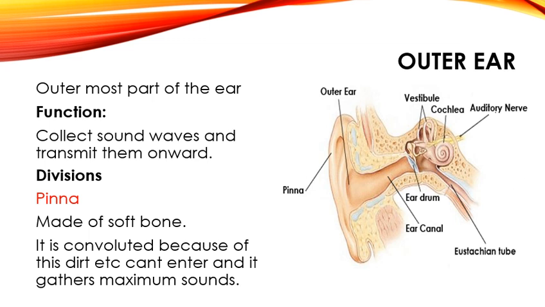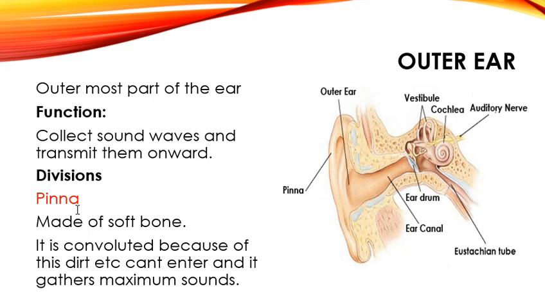The outer ear is the most visible part. The basic function of this part is to collect the sound waves and transmit them forward to the middle ear and then to the inner ear. The outer ear is also known as the collector because it collects the sound waves and transfers these vibrations forward. The outer ear is divided into three parts.